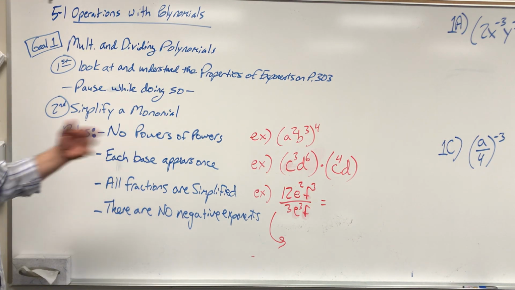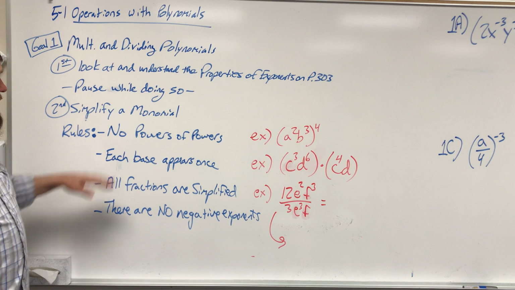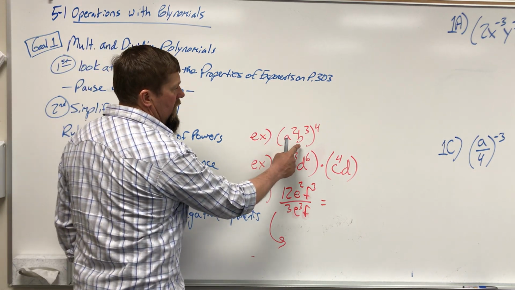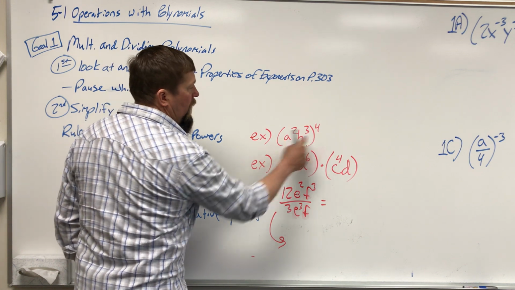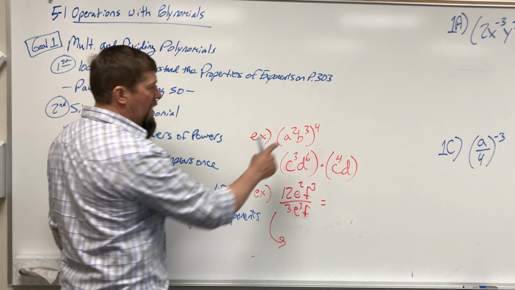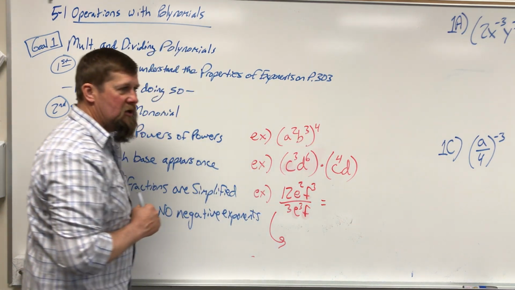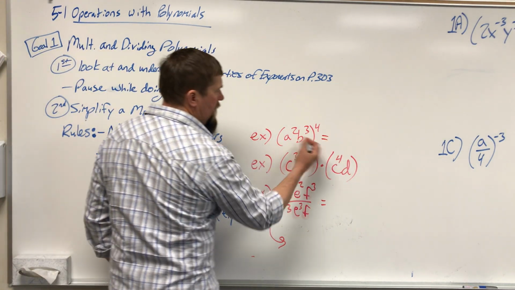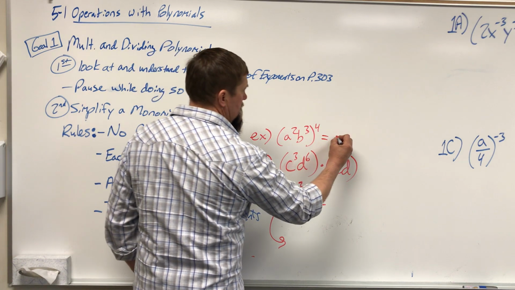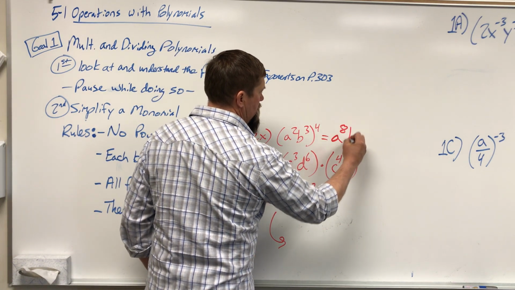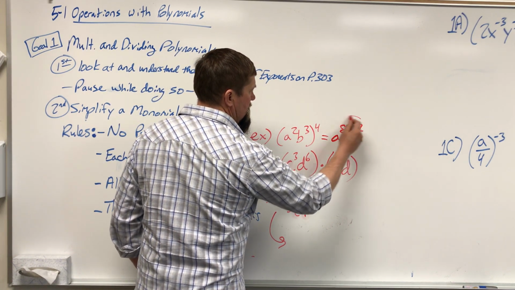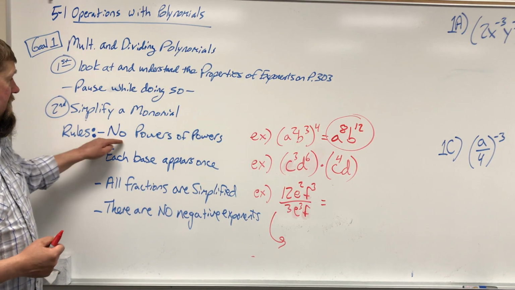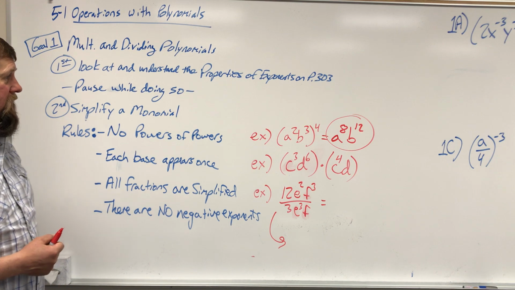All right, so I've got a couple examples for each one of these. No powers of powers. When you have a power of a power such as a squared b cubed, both of them to the 4th power, that's a power of a power situation. And so what you need to do is take each one of these to that 4th power. So that is a to the 8th, b to the 12th. That is the best way to write that situation, because now you do not have powers of powers.